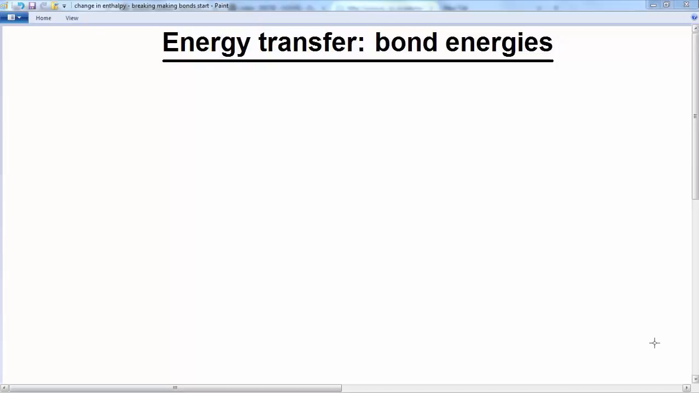In this lesson we're going to look at energy transfer during a chemical reaction in terms of the breaking and making of chemical bonds. To help us do that, we're going to have a look at the reaction between hydrogen and chlorine gas to make hydrogen chloride gas.